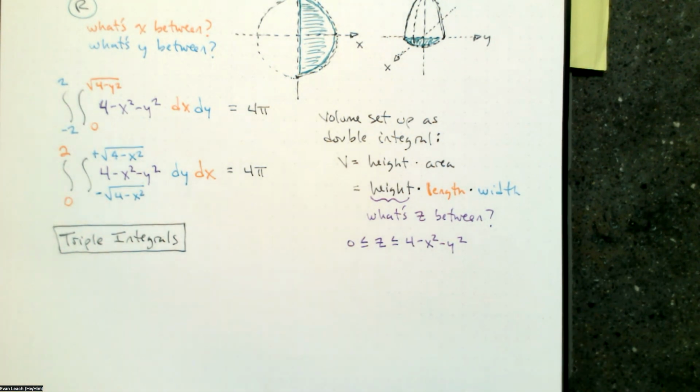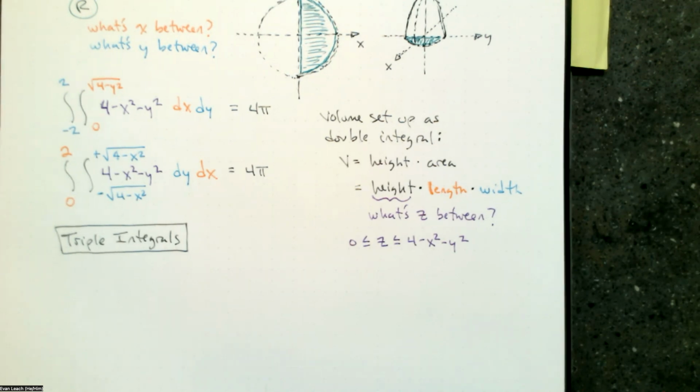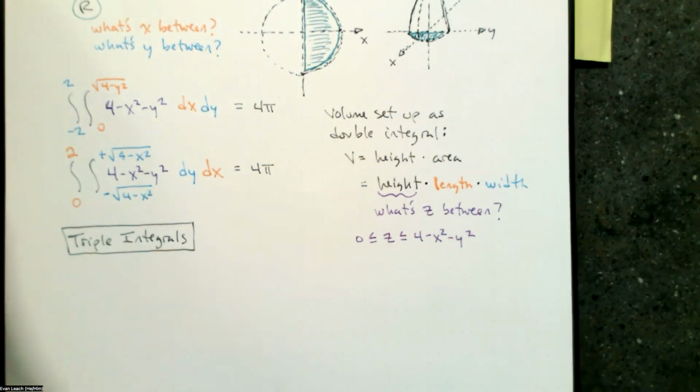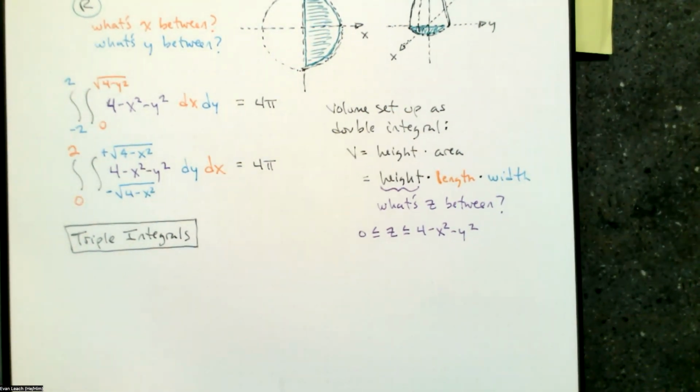Which is triple integrals. I like to do this now after we do the double integral example, because then I could recycle the same example. So efficient. Lazy is correct.